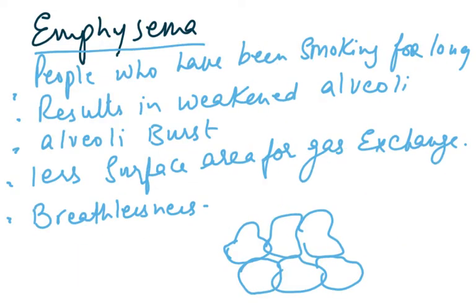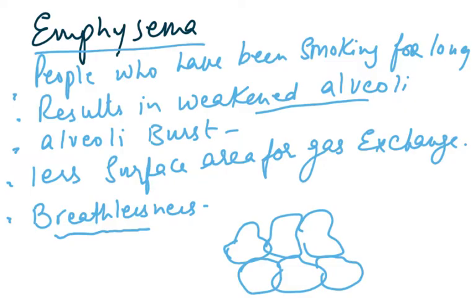Now let's discuss the other disease which is called emphysema. In emphysema, people who have been smoking for very long develop weakening of the alveoli. Now when these people cough or sneeze or have violent coughing bouts, the alveoli burst. Now there will be less surface area for gas exchange, and this makes their life very miserable because they get breathless very easily, just walking up a flight of stairs, just walking from their bed to the bathroom makes them breathless.